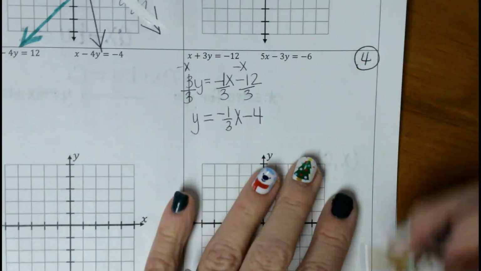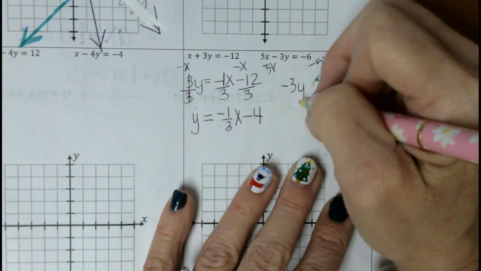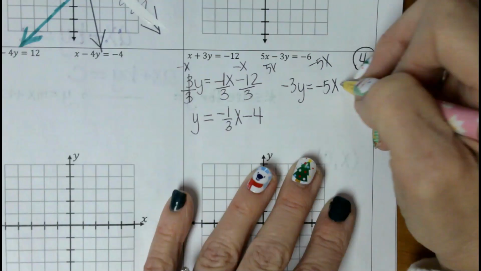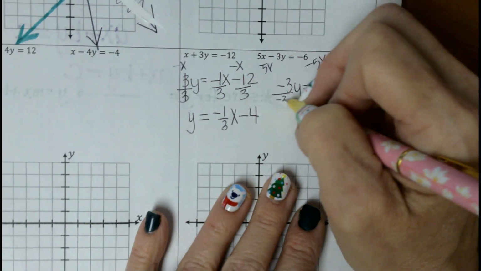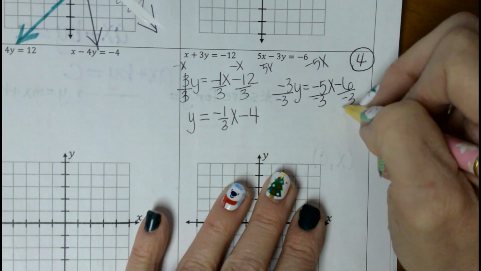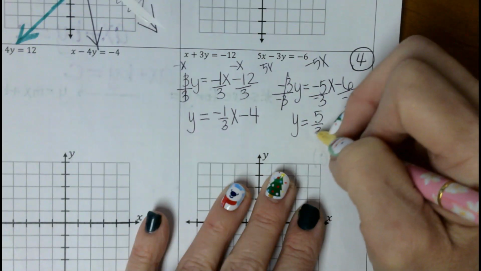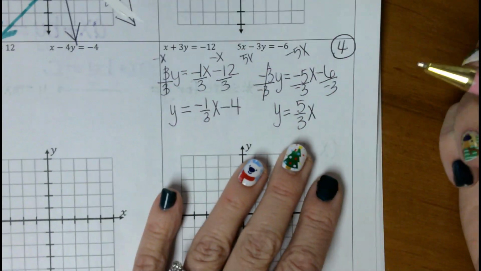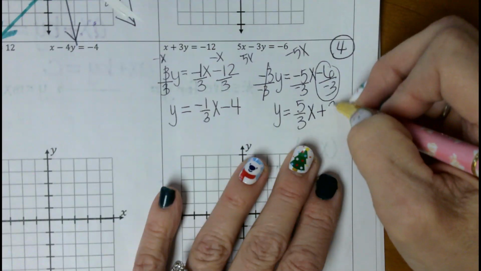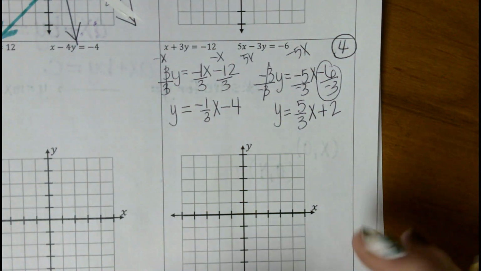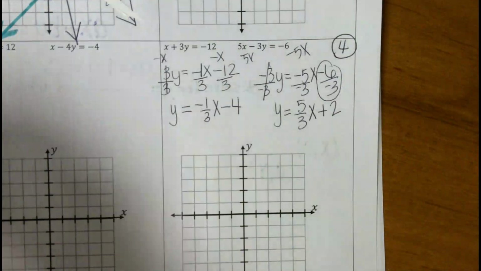All right, the next one, I am going to subtract my 5x. So I get -3y is equal to -5x minus 6. And I'm going to divide by -3. I'm not going to leave that negative out. So I get y is equal to a positive 5/3, because a negative divided by a negative is a positive. And then -6 divided by -3, that's a positive 2. All right, before I graph, everybody agree with my answer? Do I have any minor errors I need to fix, or is that good?